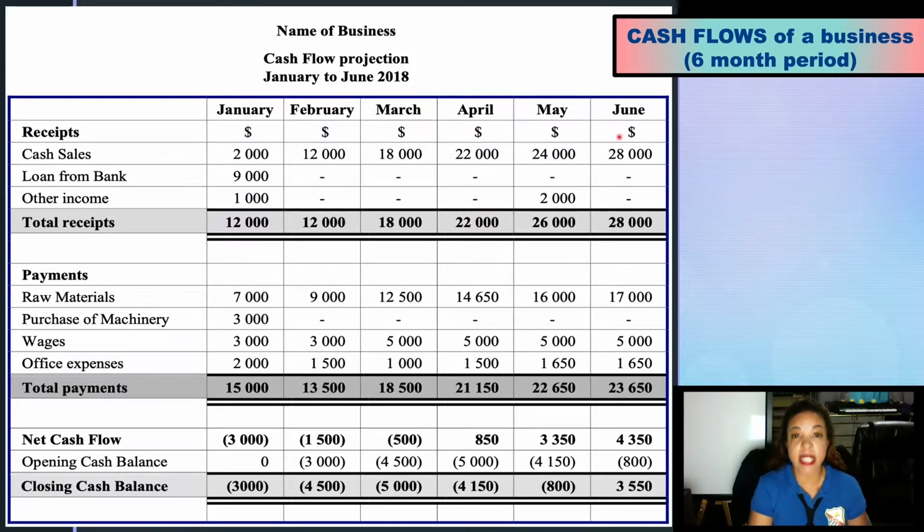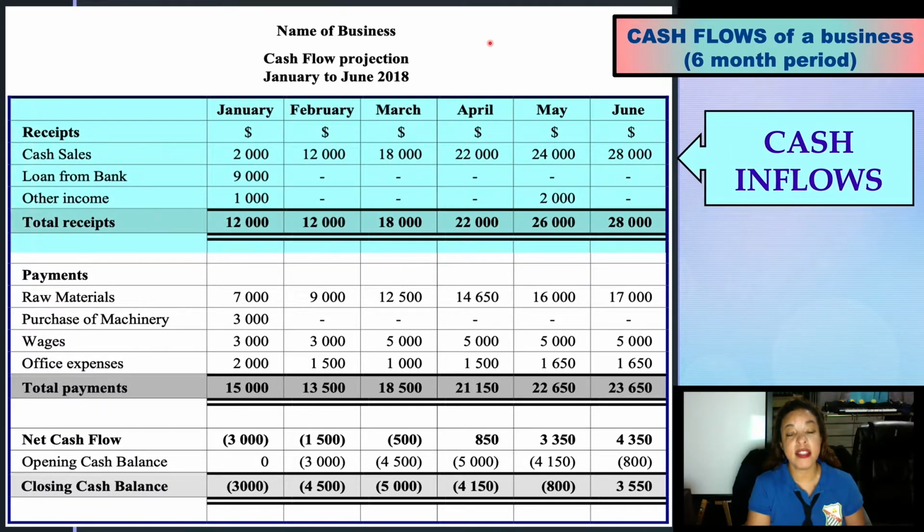You have your dollar signs because we are dealing with monetary values. And you start with your cash inflows. So you will see your cash inflows, your receipts: cash sales, loan from bank, other income. Those are just 3 examples. It can be anything, whatever cash inflows you have for the business, meaning whatever you receive in terms of cash, you will put it according to the month.